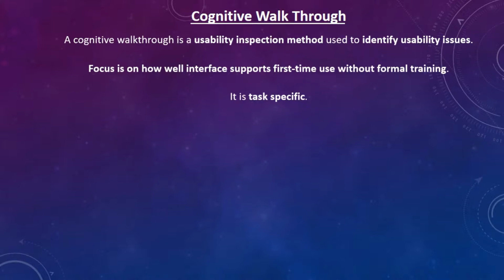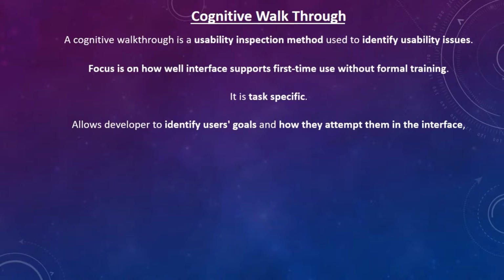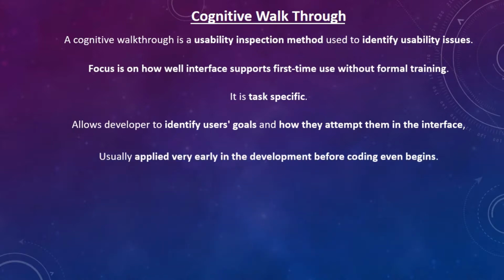Cognitive walkthrough is also task specific. It allows the developer to identify user goals and how they attempt them in the interface. Then meticulously identify problems users will have as they learn about those interfaces as well. It's usually applied very early in the development before coding begins, meaning at the beginning of the actual program, and it's also able to generate results quickly at a low cost.